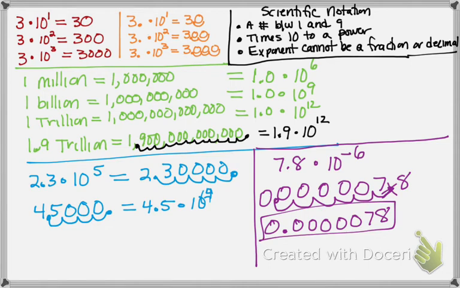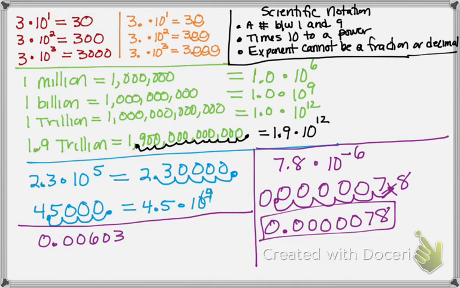Okay, finally, what if I have a number, but it's a small number, and it's in standard form, and I want to put it in scientific notation? So say I have 0.00603, and I want to put that in scientific notation. So I have to move the decimal again until I have a number that is between 1 and 9.